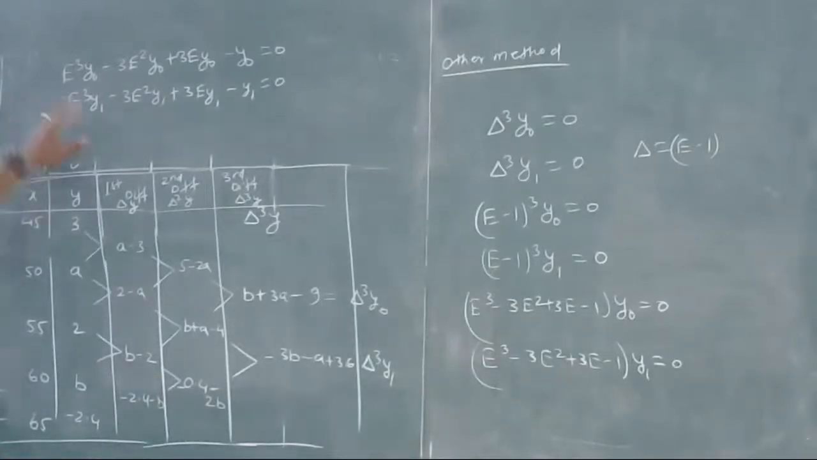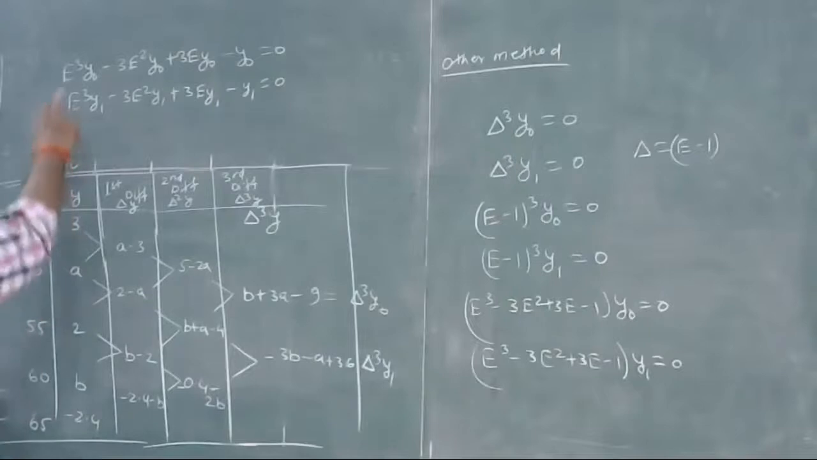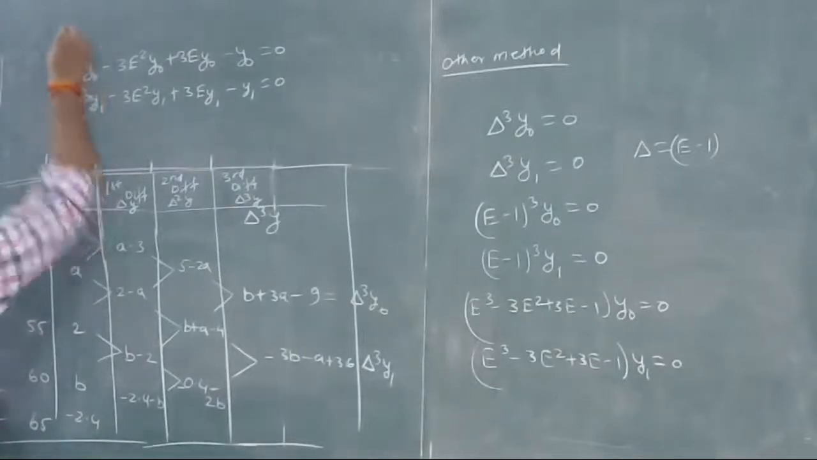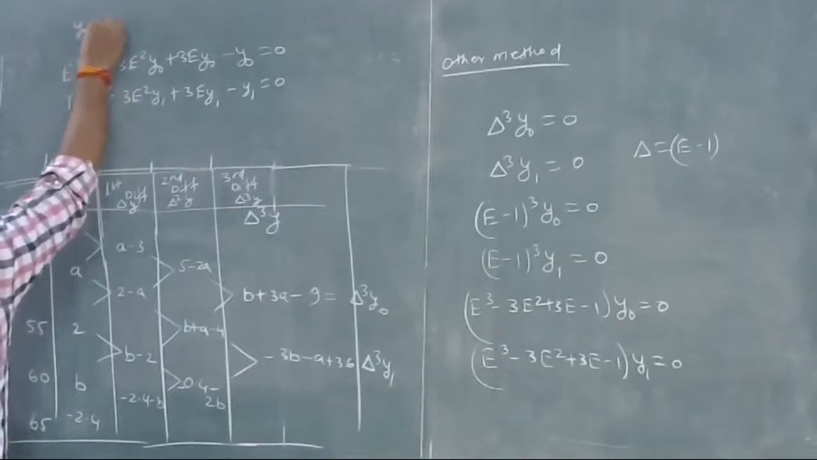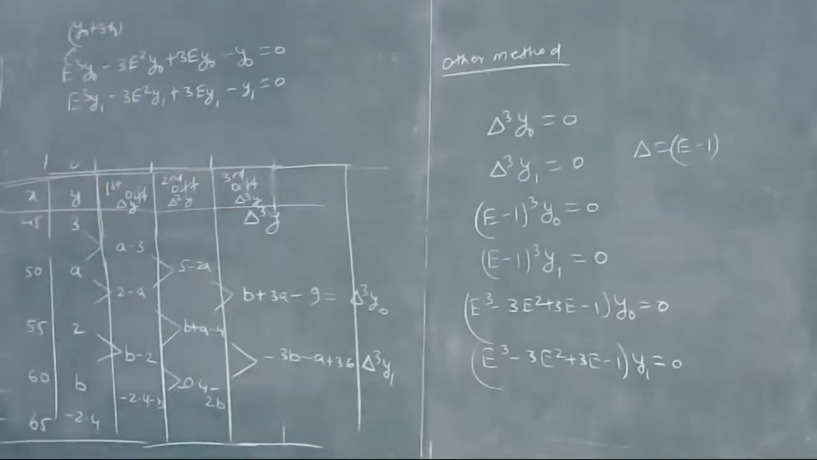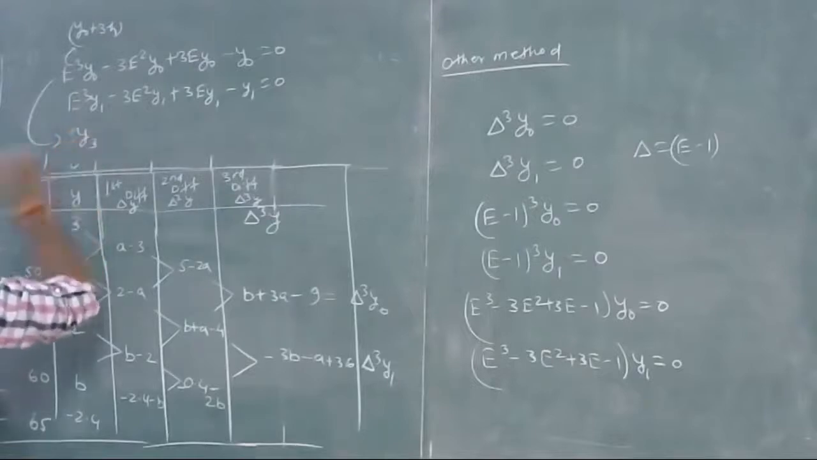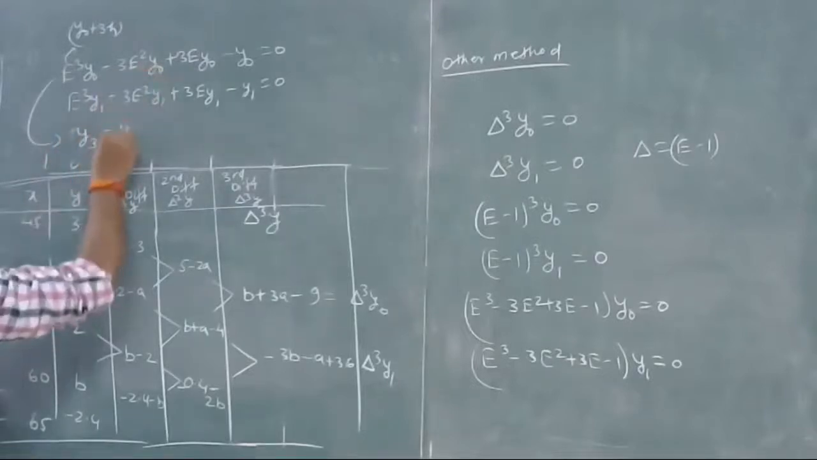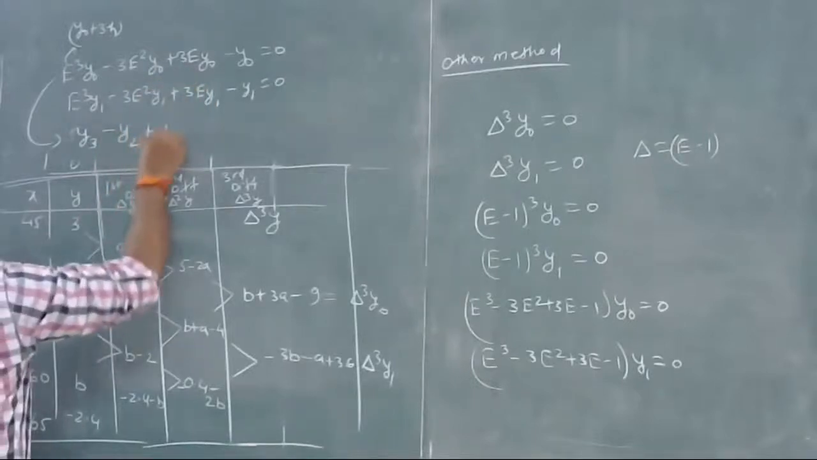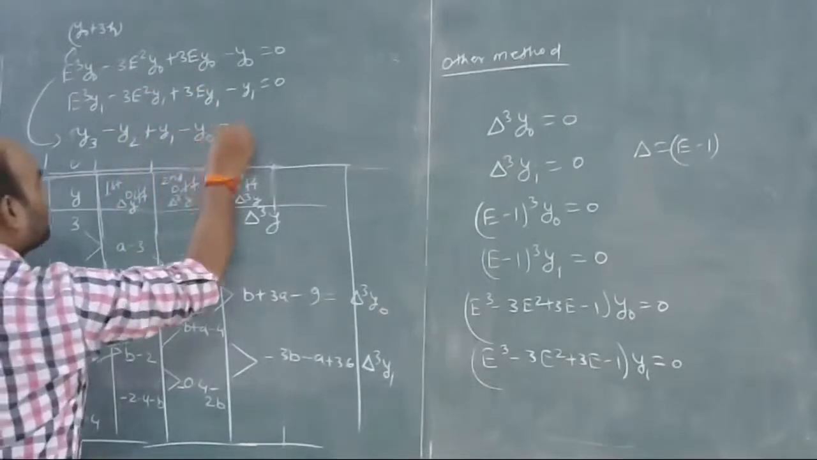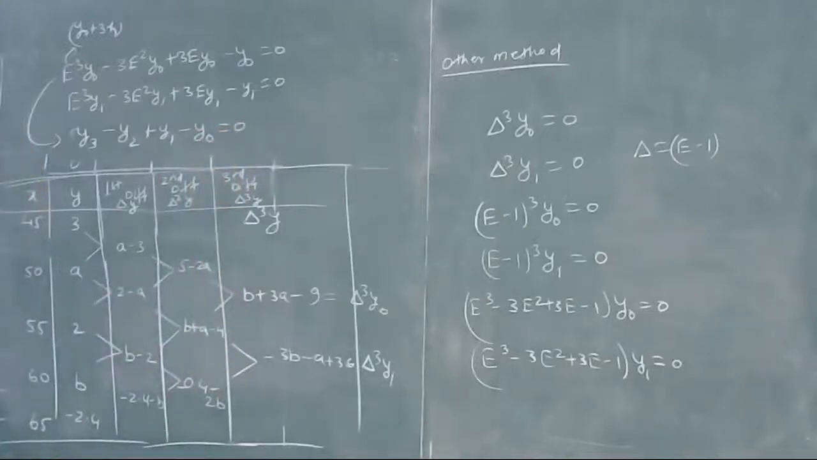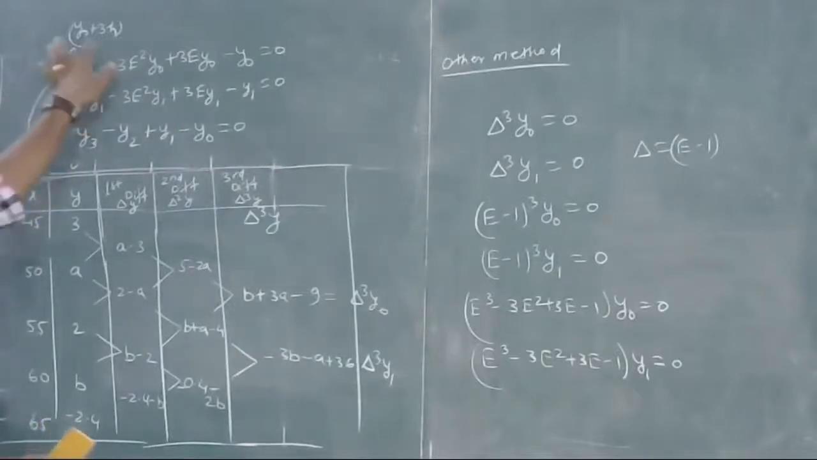Now what is the difference? It will increase the value of y by h. Okay, so y naught will be increased by 3h, so this will be y naught plus 3h. So this can be written as y3 minus 3y2 plus 3y1 minus y naught is equal to 0. Okay, so this will increase the value of y by 3.